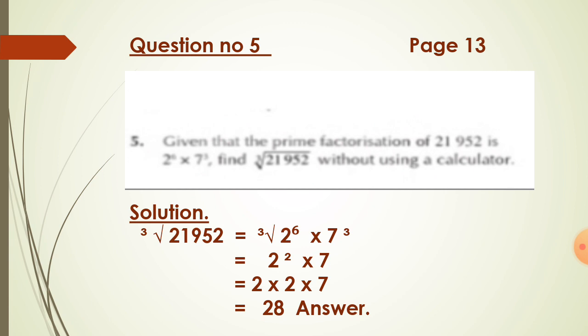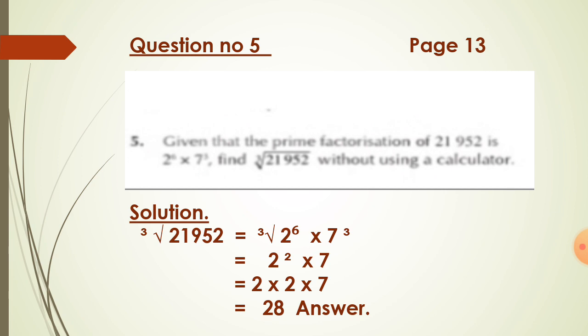Question number 5. It is on page number 13. Given that the prime factorization of 21,952 is 2 to the power of 6 into 7 to the power of 3. Find the cube root of 21,952 without using a calculator.